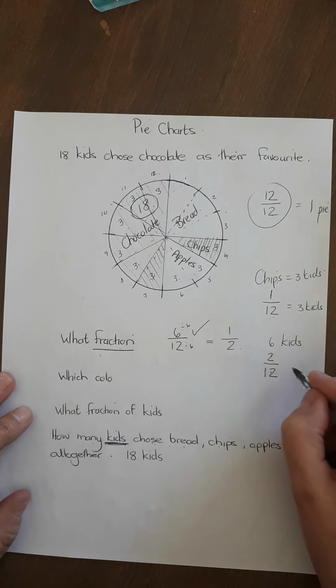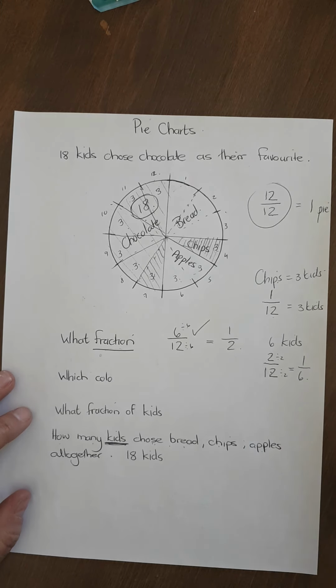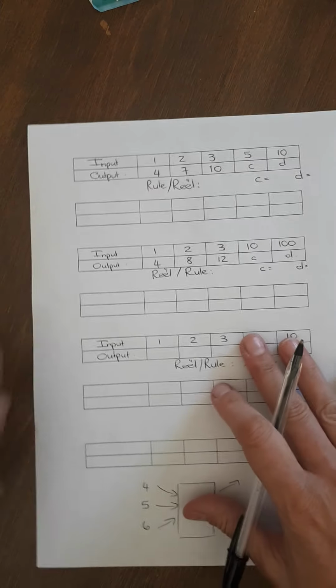Now, if I have to write that as a fraction, I need to simplify it. Divided by 2, divided by 2. 1 over 6. Okay, so that's how you do pie charts. Let's move on to this side.